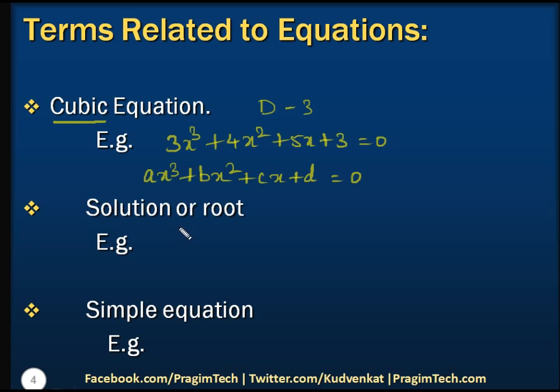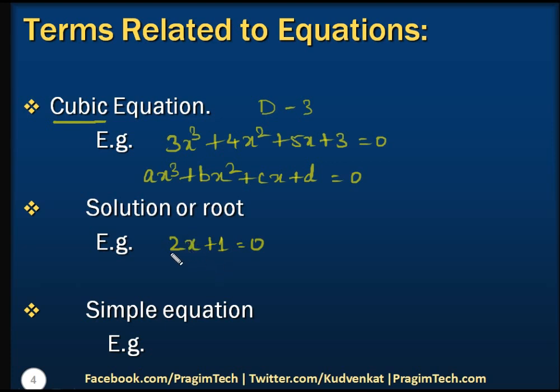Now let's see what is a solution or root. The value of a variable for which an equation is satisfied is called a solution or root. For example, 2x + 1 = 0. Now for which value of the variable is this equation satisfied? That means once we substitute x equal to a certain value, the result is going to be 0. Then we can say that the equation is satisfied. Such a value is known as a solution or root of the given equation.